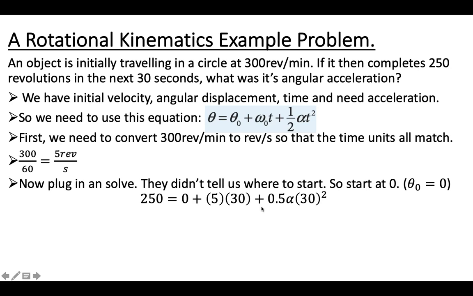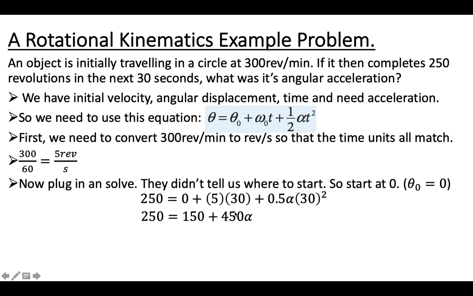Now, all I'm going to do on this next one is drop the 0. We don't need it. I'm going to do 5 times 30, and I'm going to multiply these numbers in the middle and on the end. Okay, 5 times 30, that's 150. If you do 0.5 times 30 squared, you get 450.